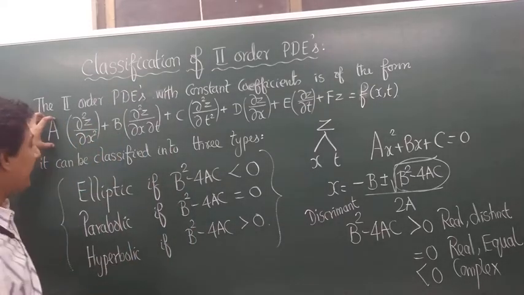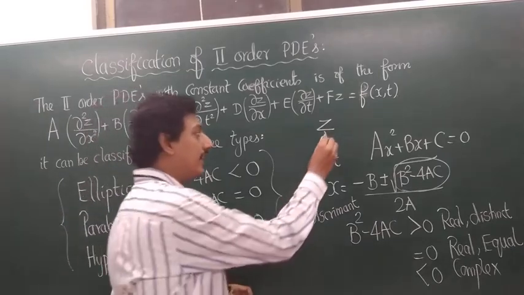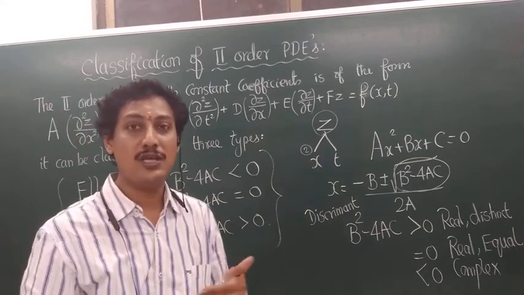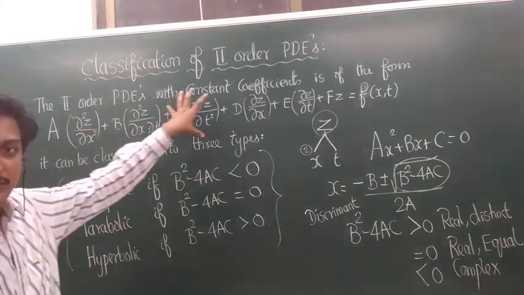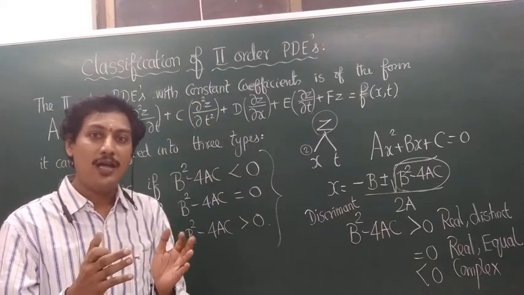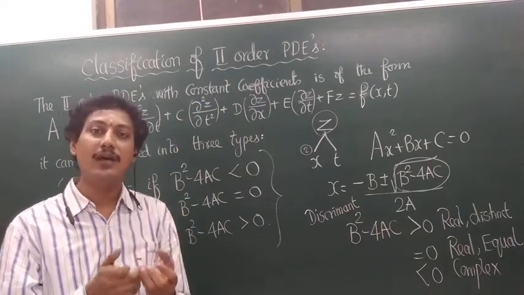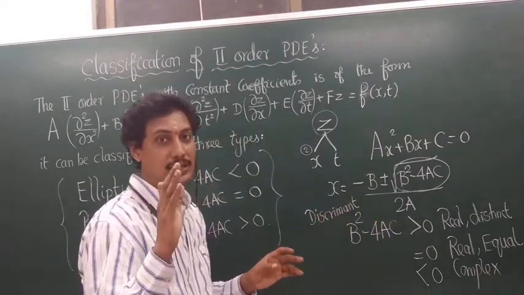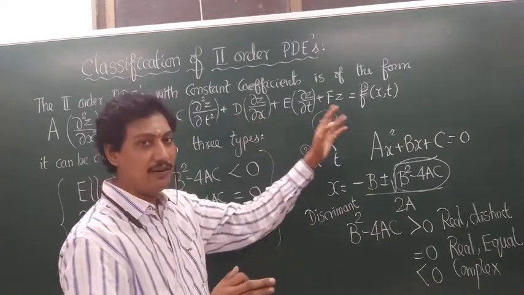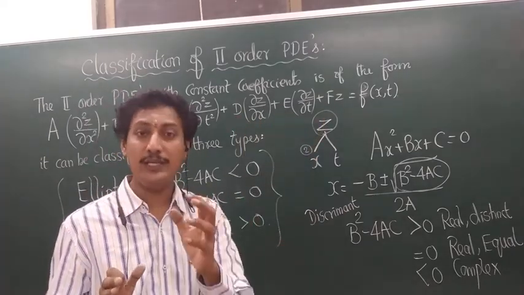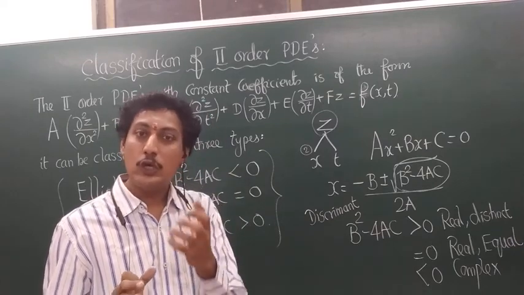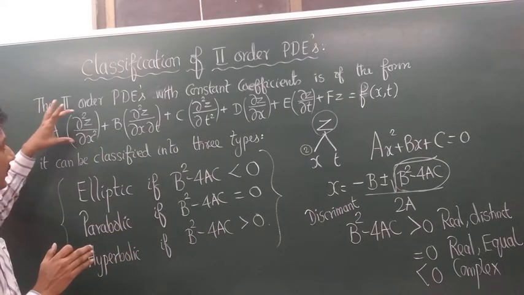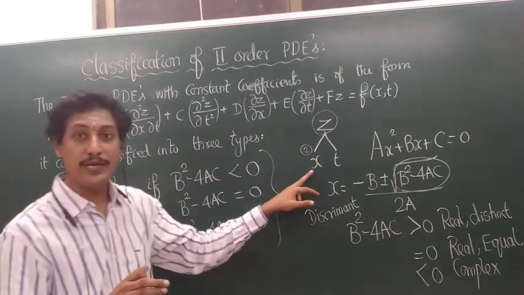Now, what is a? a is the coefficient of z with respect to x 2 times. So this is the second order partial differential equation. We only concentrate on the coefficients of the second order partial derivatives. We don't bother about the first order partial derivatives, namely d, e, f. We only pick the coefficients of the second order partial derivatives. Here a is the coefficient of z with respect to x 2 times.